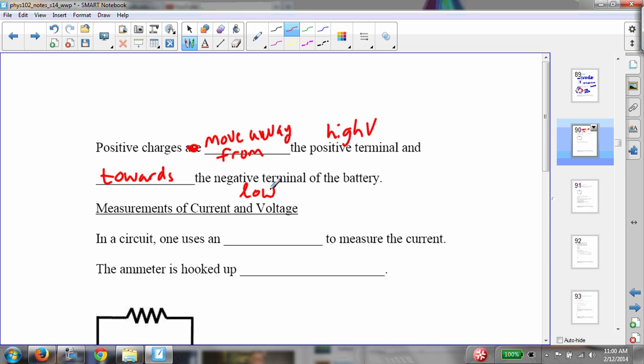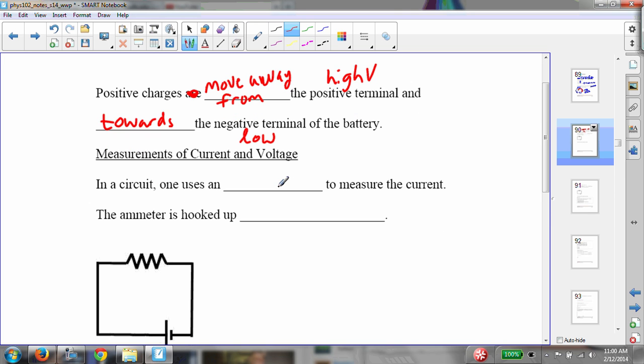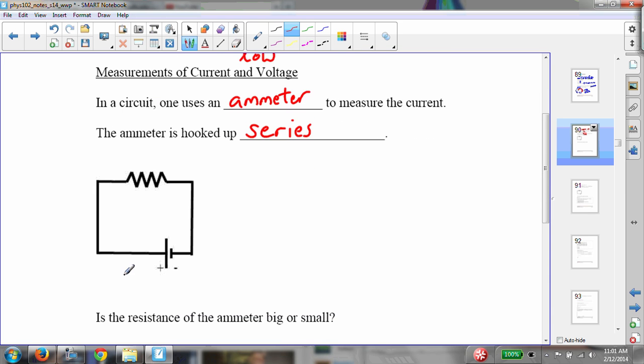Let's go and look at measurements of current and voltage in a circuit, and if you're in a lab, you've used these. In a circuit, one uses an ammeter to measure the current. The ammeter is always hooked up in series with the circuit. So whenever you hook up an ammeter, you have this circuit. The current is going in this direction, and I would take the ammeter and put it right in line with the wire in the circuit. So you always hook up an ammeter in series.